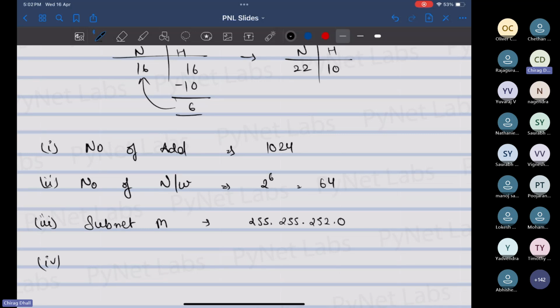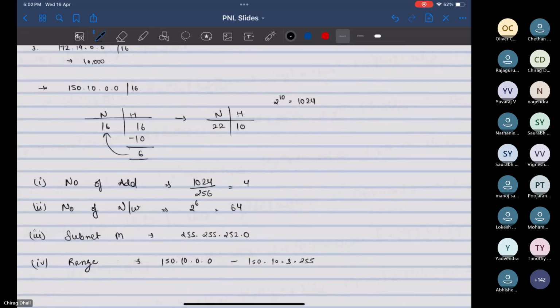To calculate range, I can divide this by 256. I get 4. So my range is going to be 150.10.0.0 to 150.10.3.255. Is that clear to everyone? Let me know if there are any doubts or queries.